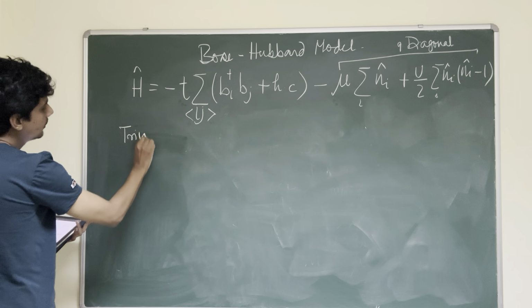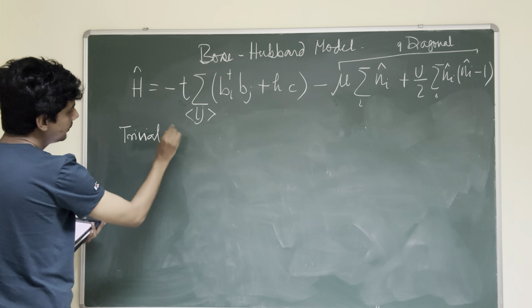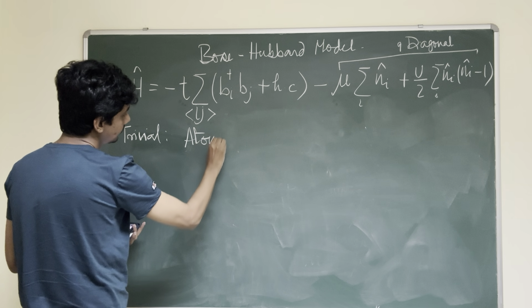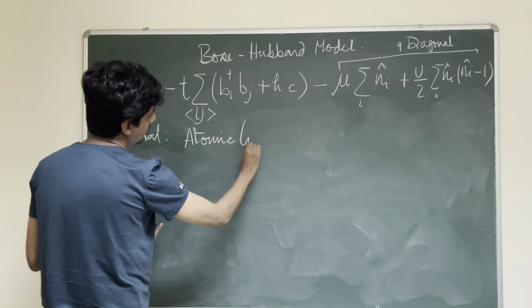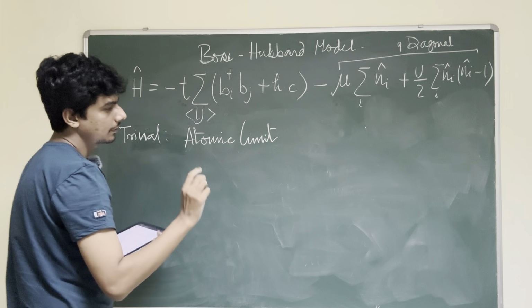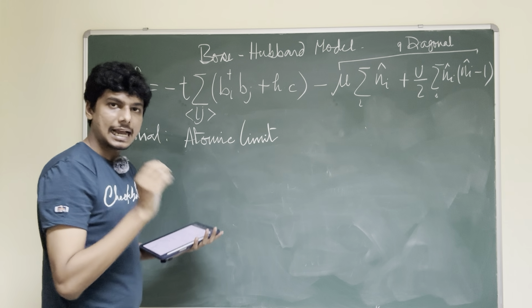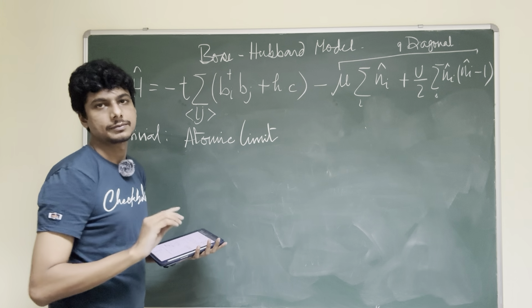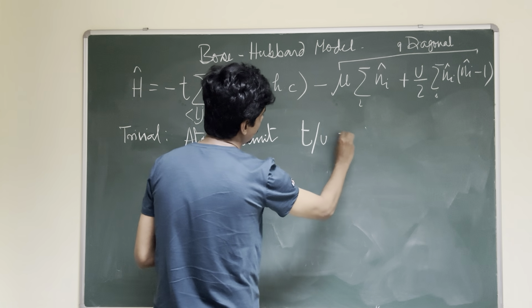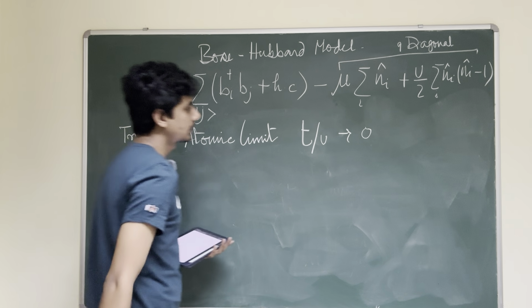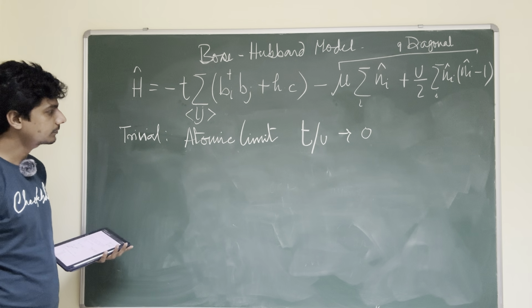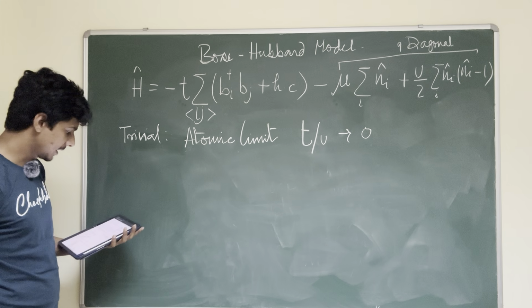So what is the trivial sector? The trivial sector is the atomic limit. The atomic limit basically means that the system is at the point where the hopping is basically 0, so T over U tends to 0. It's a very small hopping strength. So it's our atomic limit case.